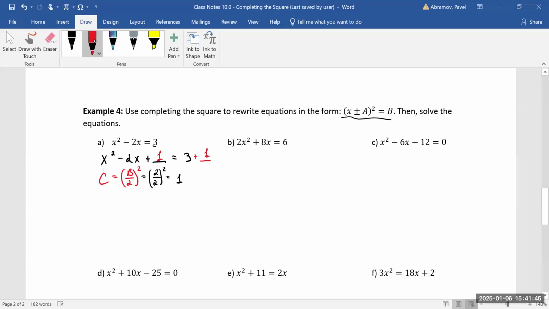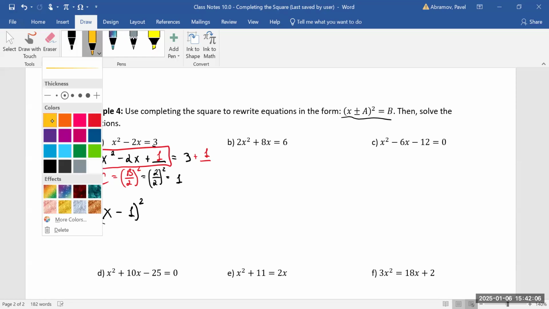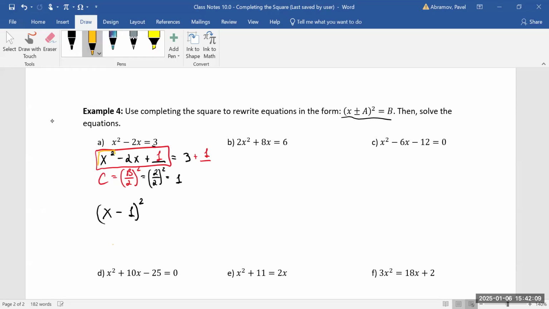Now we can condense the left side. So this is a perfect square, because we just made it a perfect square. So we will condense it to x minus 1 squared. So it's the same process as we've been doing before. You take the square root of the first term, so that's how we got x, and whatever sign we have in the middle, so that's minus, and then the square root of the constant term, which is 1. On the right side, however, we do have 3 plus 1, which is 4.